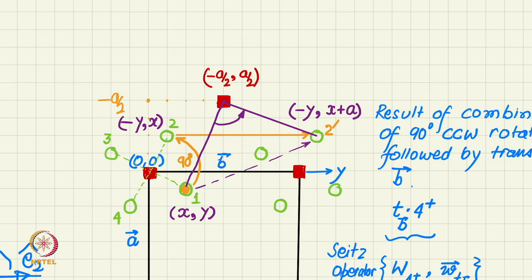Now you have all the coordinates. And I will not do the algebra for you, but you can do the coordinate geometry yourself and show for yourself that the distance between (x, y) and (-a/2, a/2), that is this point, is the same as the distance between (-y, x+a) and (-a/2, a/2). So these two distances are the same. And then by dot product, you can find the angle between these two vectors, and you will find that this is 90 degrees.